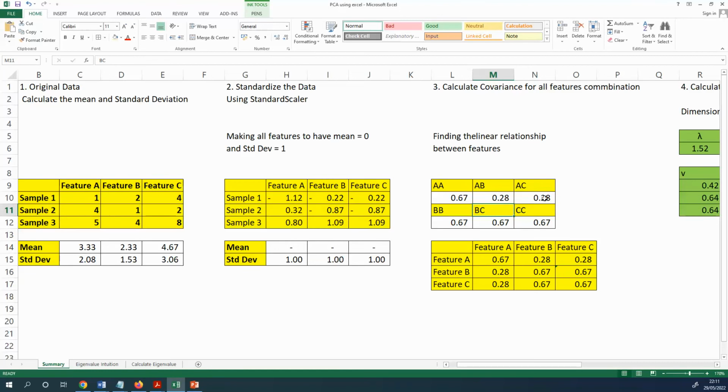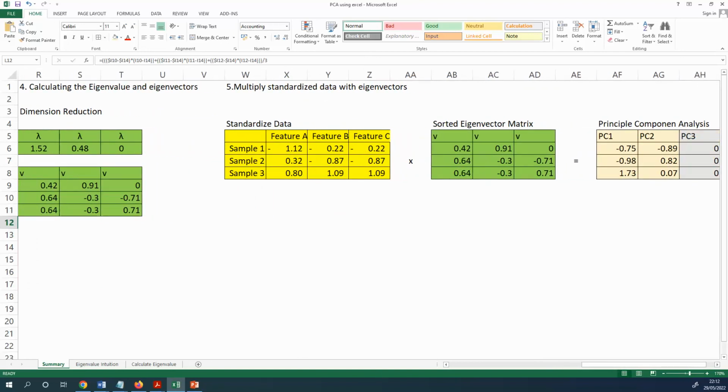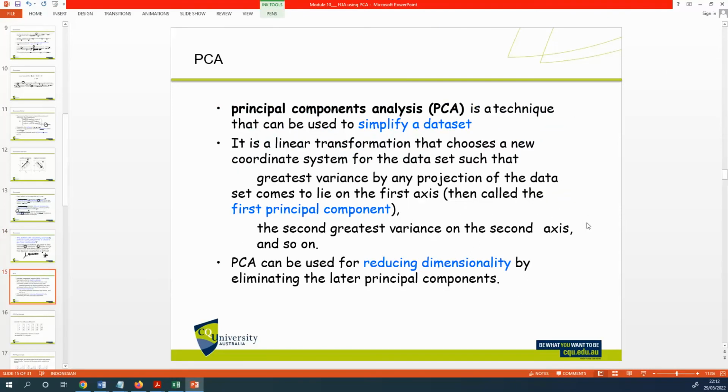We continue to A and C, A and A, B and B, B and C, C and C. Therefore, in the final matrix we input A to A 0.67, B 0.28, and A and C 0.28. So we have the covariance. Now we have the covariance ready. And then what next? The next step is to calculate the PCA.